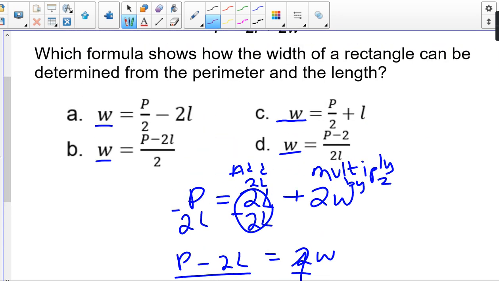They just left it P minus 2L over 2. That's choice B, and that's the way they did it on this part question. So I guess you don't always have to simplify, but it's great if you are comfortable showing your answer either not simplified or simplified. That's great.